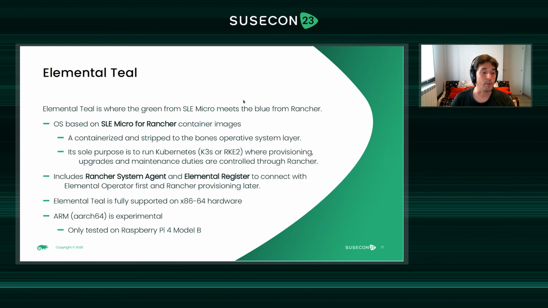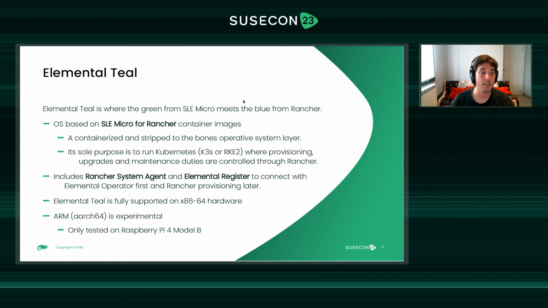So finally, we're reaching the end of this presentation. Let me give a quick talk about Elemental Teal. Elemental Teal is where the green from SLE Micro meets the blue from Rancher. Teal is basically referring to the mixture of green color with blue color. That's where the name comes from. Pretty obvious. So basically, Elemental Teal is an OS based on the SLE Micro for Rancher container image.